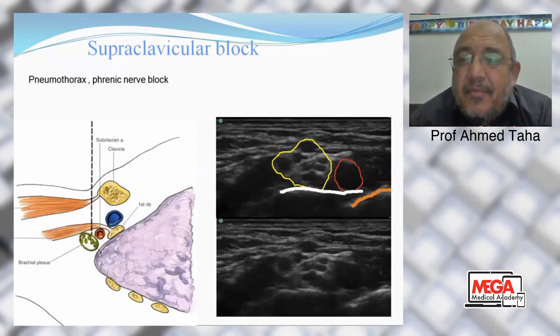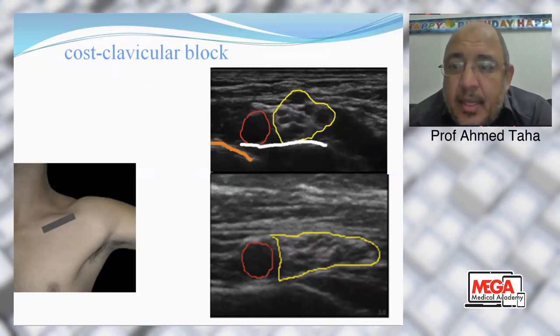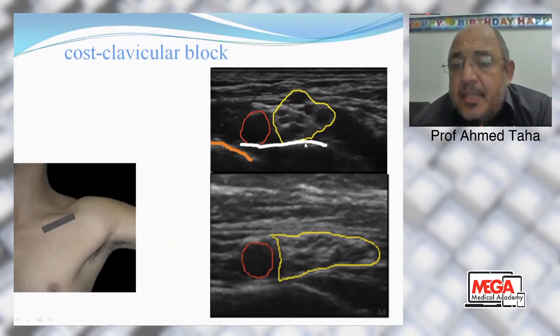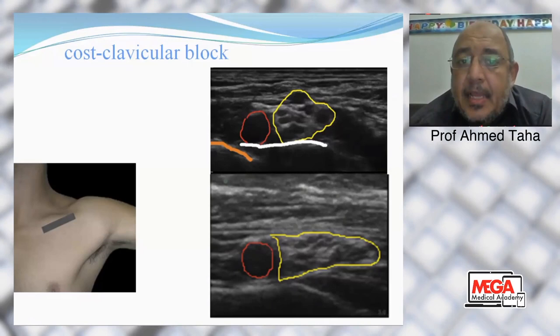The next one is the costoclavicular block. It's a new block and there is not a lot of data about it. It's midway between the supraclavicular and infraclavicular. As you see, the subclavian artery in the supraclavicular region changes its name to axillary, and the brachial plexus still lies lateral to the vessel, but the probe is placed below the clavicle. There is no data about this block, and I don't use it a lot, so I don't have an opinion about it, but it seems to me midway between the supraclavicular and infraclavicular.